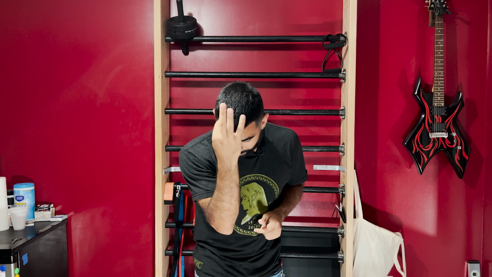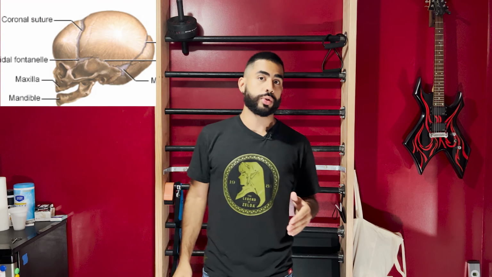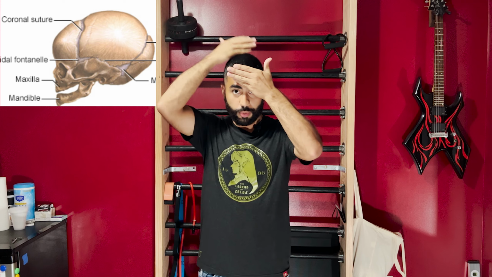Then behind that, we have the parietal area, parietal region, parietal lobe, whatever you want to call it. It is right here. There's a suture that kind of comes across just like that. It's called the coronal suture. All that does is separate the frontal from the parietal.